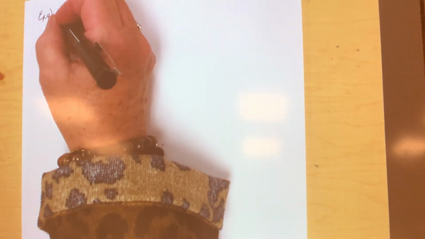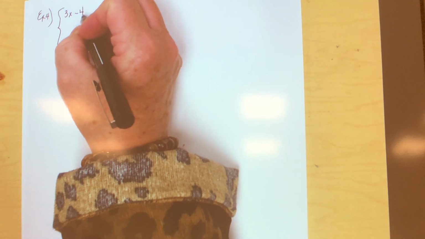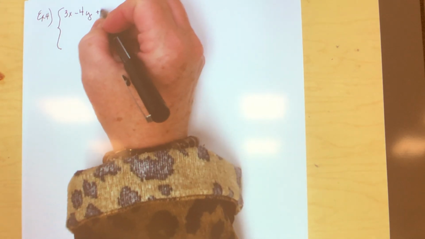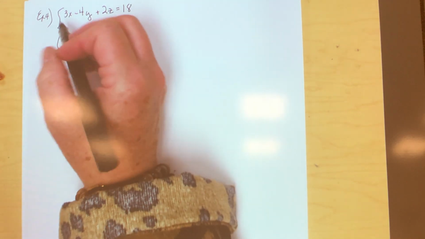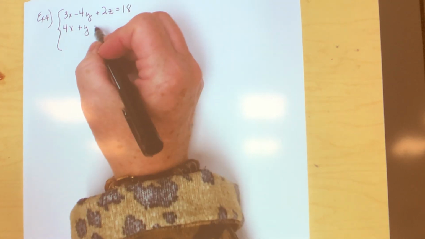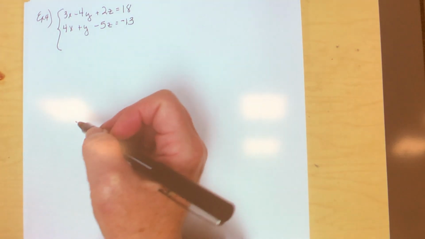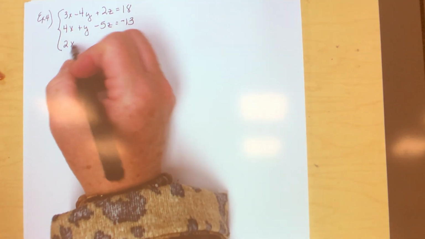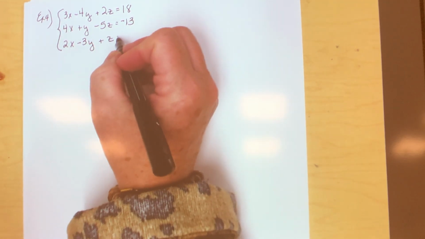Are you ready? Here's my system. I'm going to call it out. It's easier to write it down when I call it out, so listen up and write it down. 3x minus 4y plus 2z equals 18. My second equation, 4x plus y minus 5z equals negative 13. My last equation, 2x minus 3y plus z equals 11.